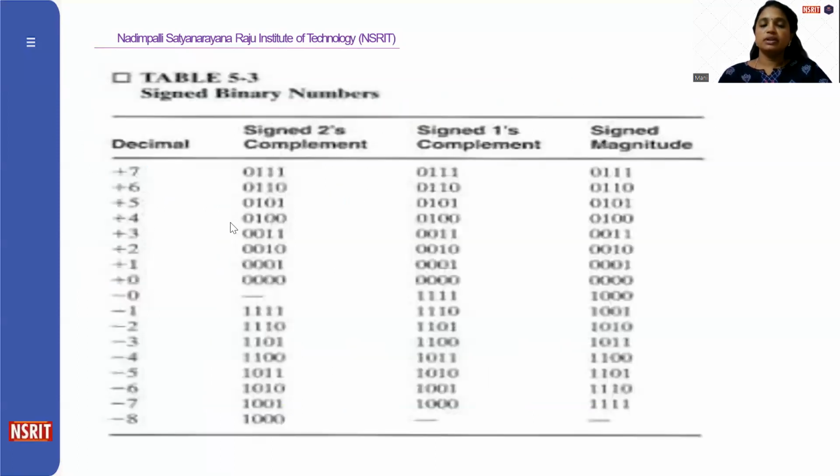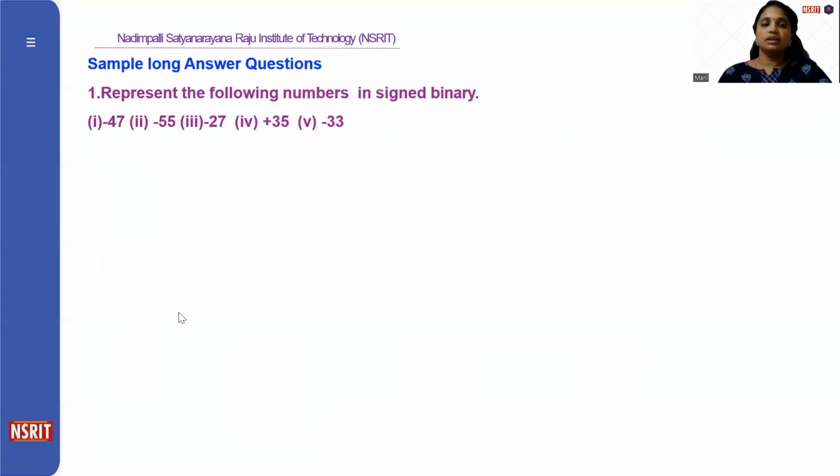These are some examples of how to represent signed binary numbers. So these are sample questions to represent signed numbers in sign magnitude form.